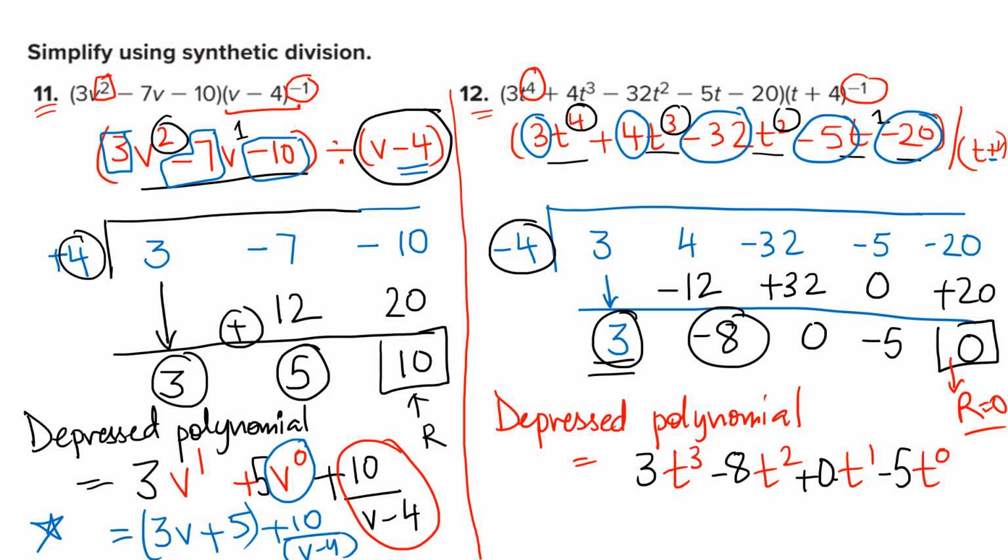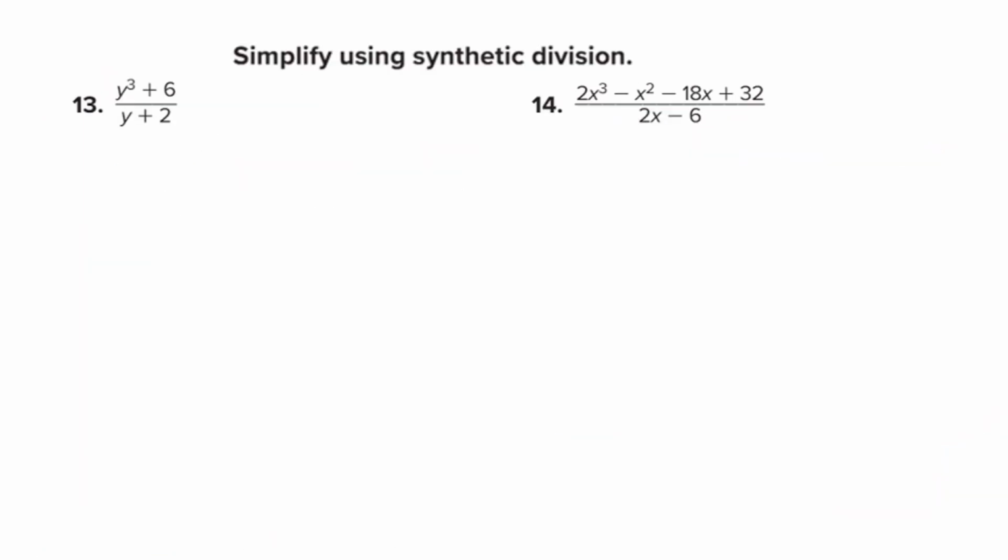Now some terms will reduce or disappear like this one. 0 multiplied to anything is 0. T to the power 0 is 1. So the final answer for this question will be 3 times t3 minus 8 times t2 minus 5. So this is your final answer. That's how you do synthetic division to simplify.